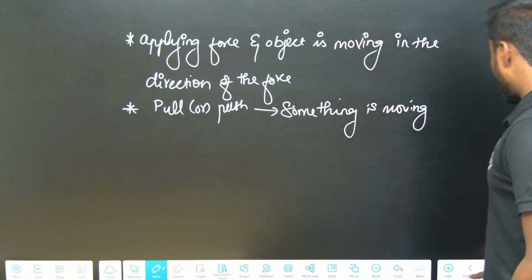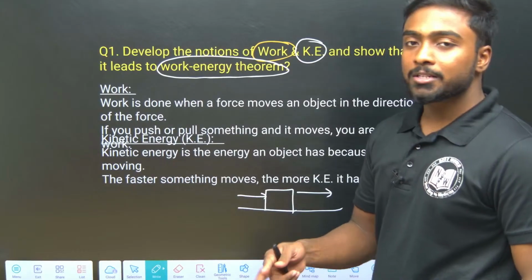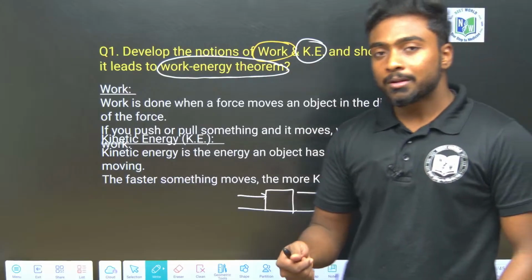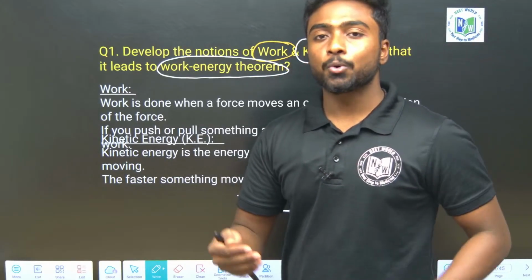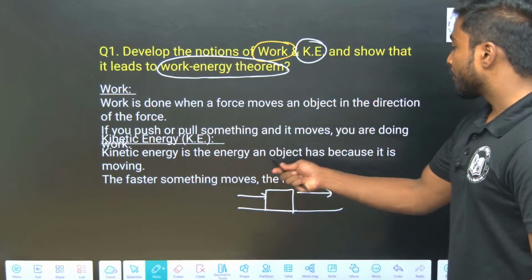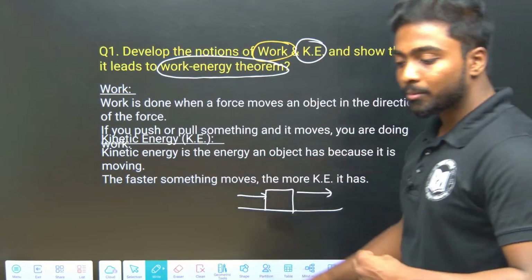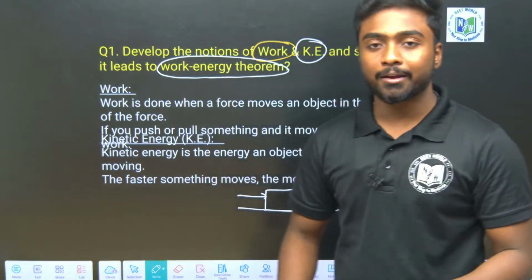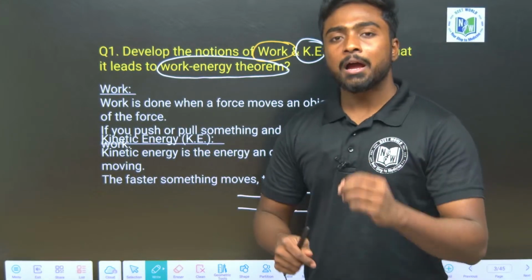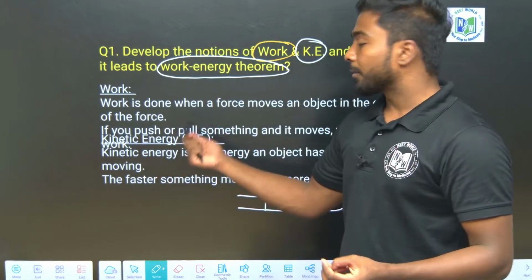The next thing is, what is kinetic energy? Kinetic energy and potential energy are the two energies we study in physics. Potential energy is a stored energy, and that stored energy will be used as kinetic energy. Kinetic energy is the energy of an object because of its moving. Keep in mind, work is done when a force is applied and the object moves in the direction of the force. Second, it can be either a push or a pull.